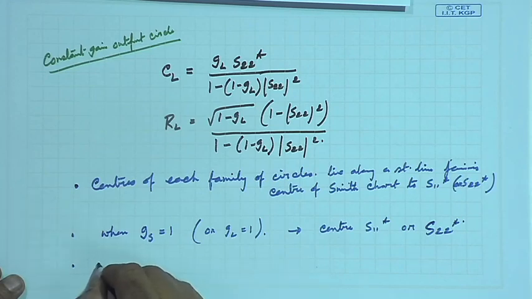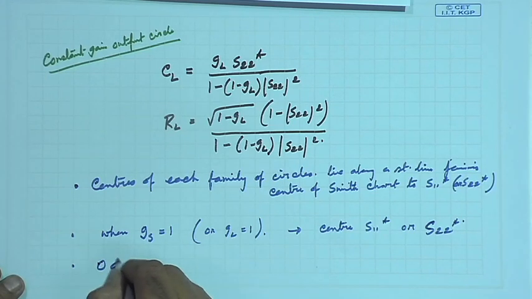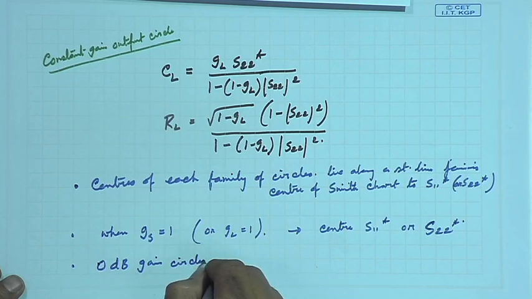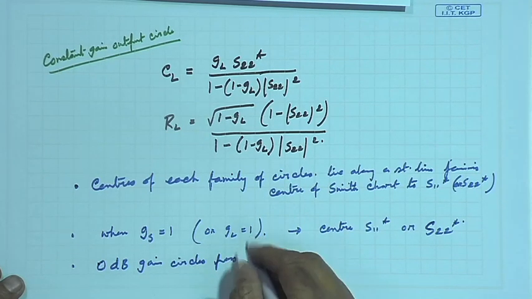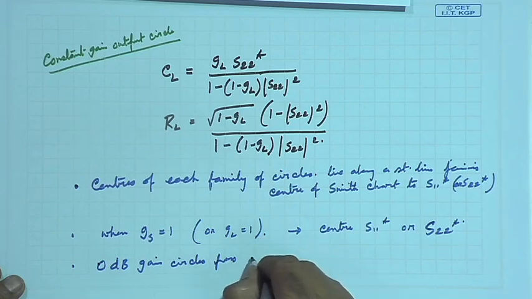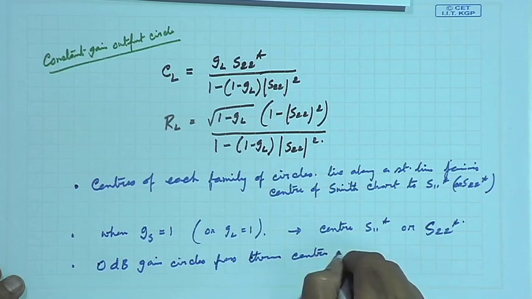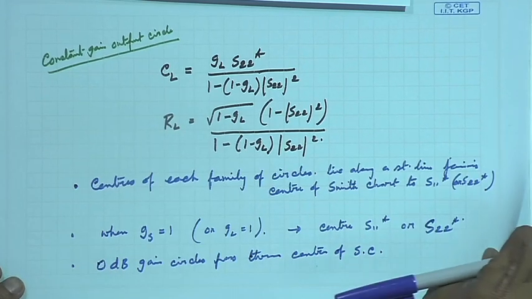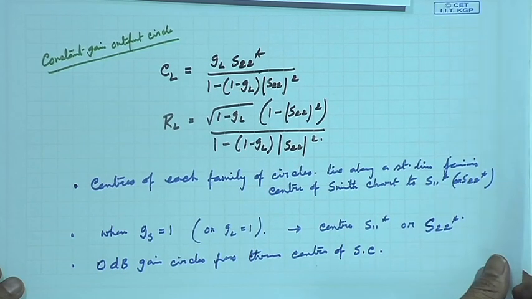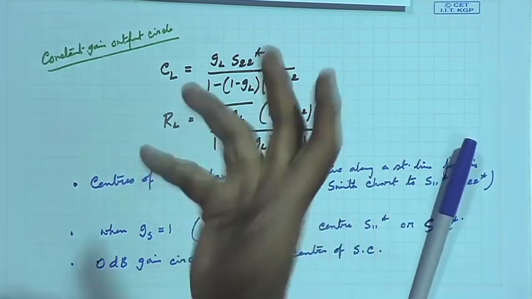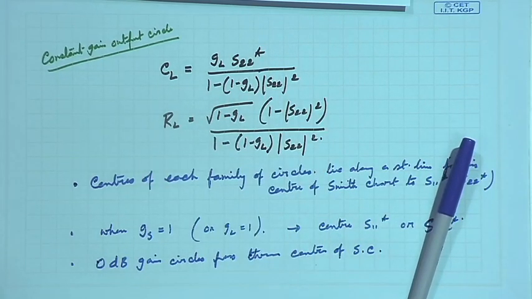Also, it can be shown that 0 dB gain circles pass through the center of Smith chart. So, from here you can always draw the circles plotted on Smith chart, and then you can choose which gamma s and gamma l value, so that you get the desired gain.